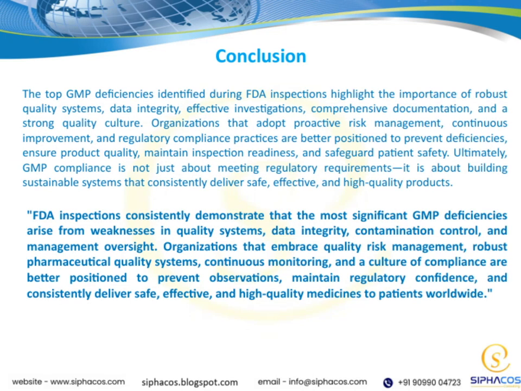FDA inspections repeatedly show us where the biggest gaps in good manufacturing practices tend to be: in quality systems, data integrity, contamination control, and management oversight. When organizations commit to strong quality risk management, continuous monitoring, and a culture that values compliance, they're far better equipped to avoid issues and keep regulators confident. It's not just about passing inspections. It's about building sustainable systems that consistently deliver safe, effective medicines to patients around the world.